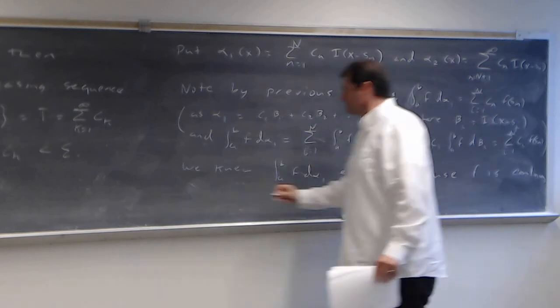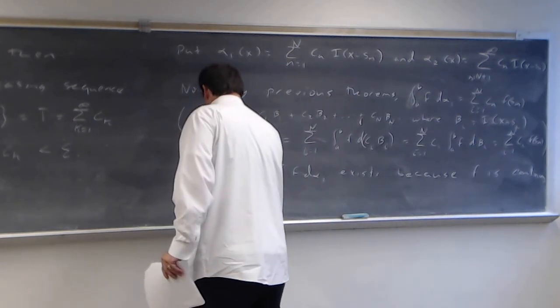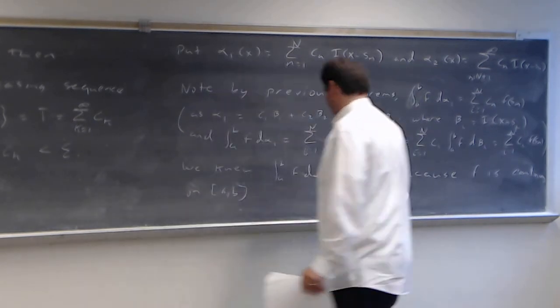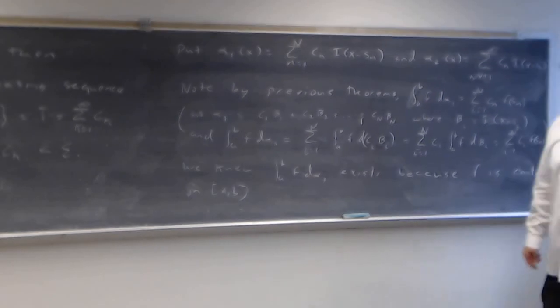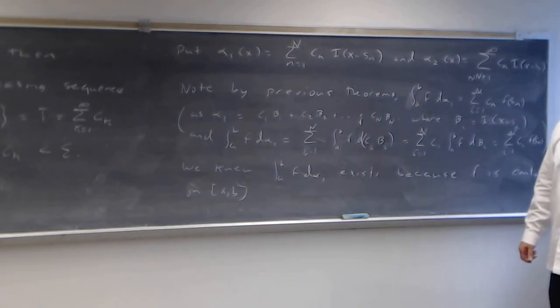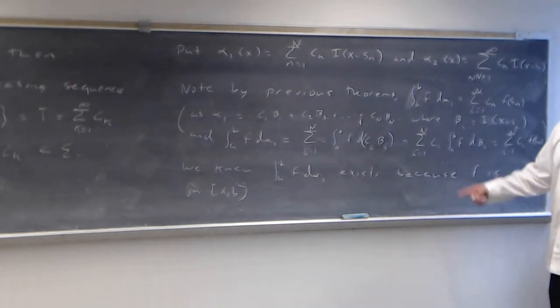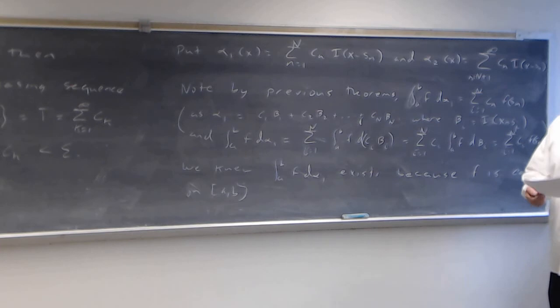F is continuous on A to B. So we have a fact: if F is continuous, and you've got one of these monotone increasing functions that you're integrating with respect to, then that Riemann-Stieltjes integral exists. Okay.